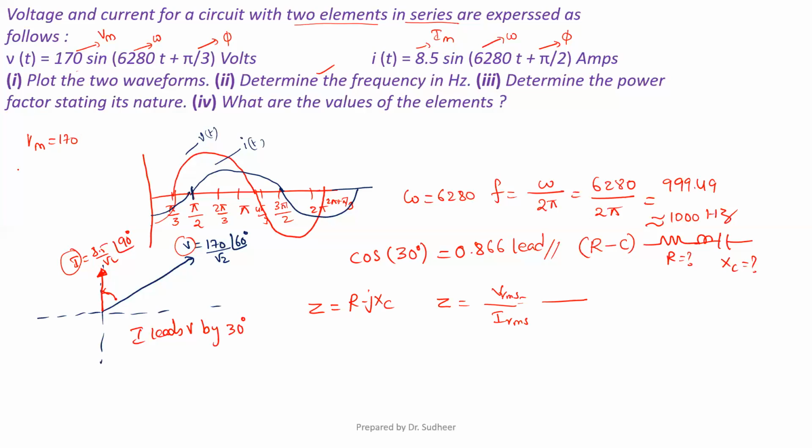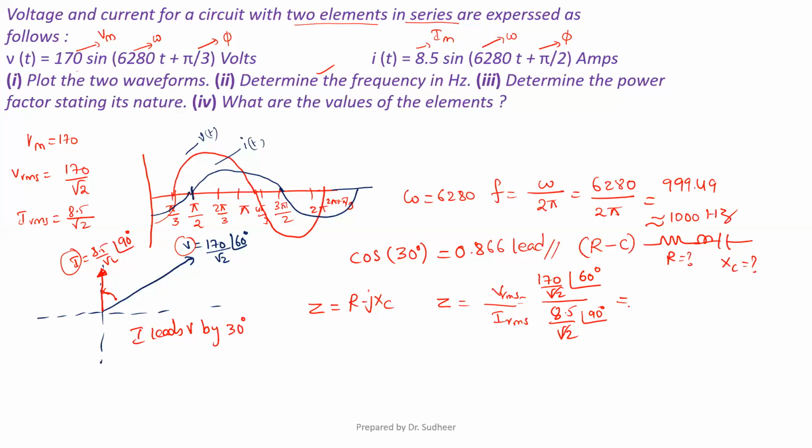What will be VRMS? VRMS is equal to 170 by root 2. In the same way, IRMS is equal to 8.5 by root 2. So VRMS is 170 by root 2 at an angle of positive 60 degrees, whereas IRMS is 8.5 by root 2 at an angle of 90 degrees. So root 2 gets cancelled. That's why I have not used it.